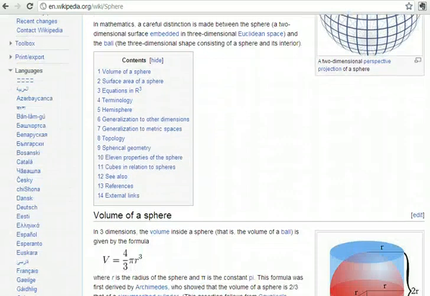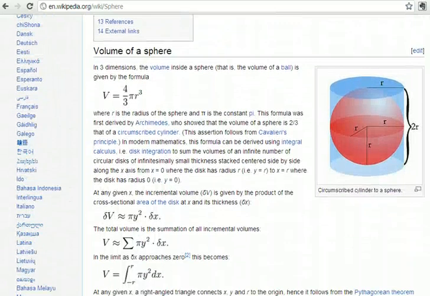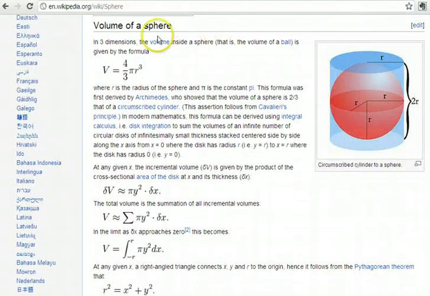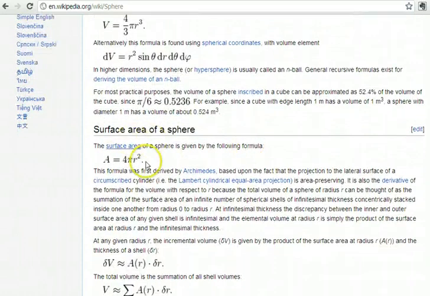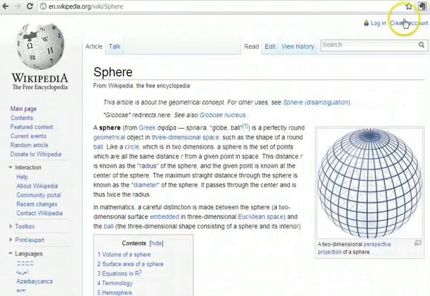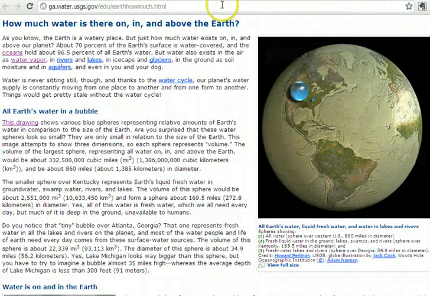If we scroll down a little bit here, we can see some neat stuff about volumes of spheres, and we'll get to this later on in our math camp. So 4/3 pi times the radius cubed would give you the volume. We'll get into that down the road. And you can also figure out the surface area of a sphere. I was playing around with spheres.